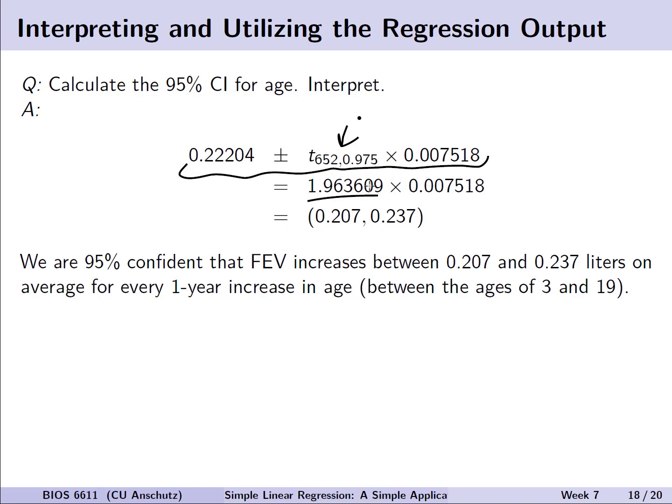In this case, the degrees of freedom is large enough that it is fairly close to the z-statistic, or that standard normal value of 1.96 we commonly see when we're calculating the 95% confidence interval. And this corresponds to a 95% confidence interval for our slope coefficient of 0.207 to 0.237. In other words, translating that to a way we can share with people in words, we are 95% confident that FEV increases between 0.207 and 0.237 liters on average for every 1 year increase in age between the ages of 3 and 19, if we just want to be a little more explicit without extrapolating.